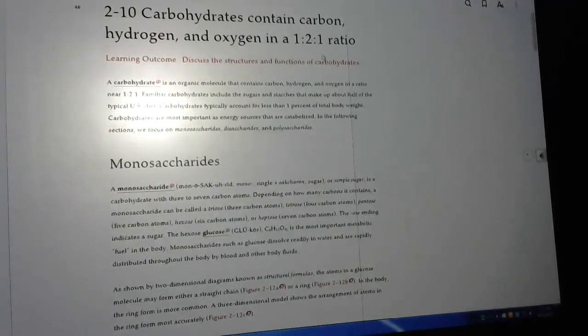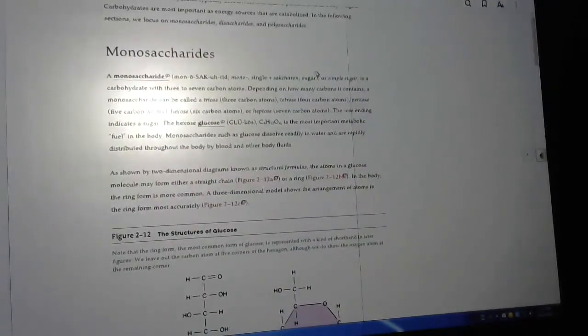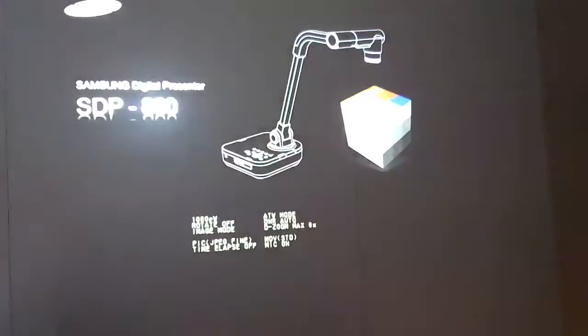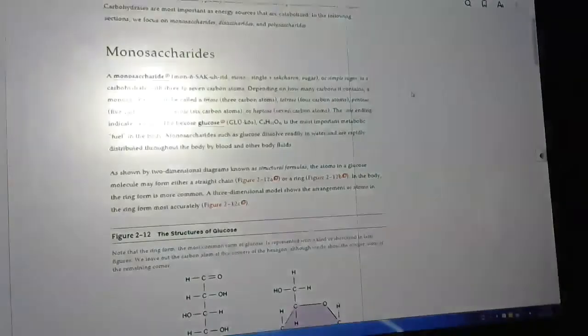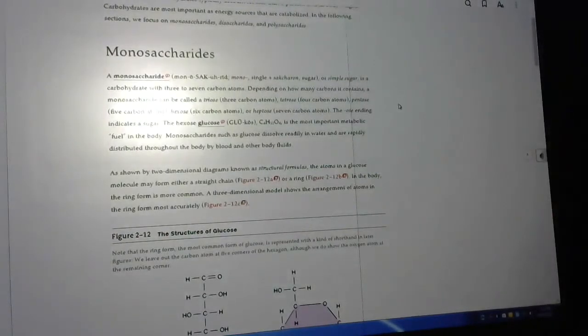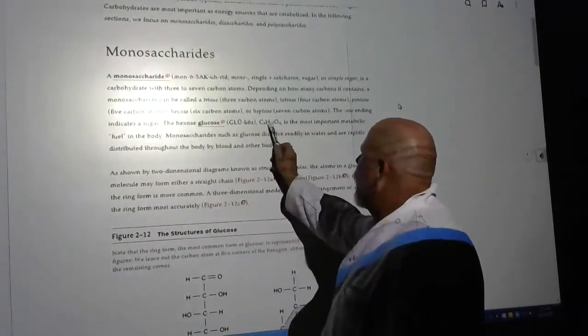Carbohydrates, 1-to-1 ratio. The most important carbohydrate that we need to talk about is a monosaccharide called glucose. Its formula is a 1-to-1 ratio. Remember carbohydrates? What are carbohydrates besides the devil? Right, they're sugars, okay? So a monosaccharide, the one that we talk about all the time, is called glucose.